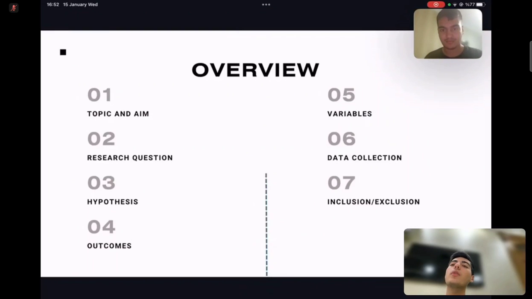And let's switch to overview of our slides. Today we'll talk mainly about the topic and aim of our research project, research question, hypothesis, outcomes, variables, data collection techniques, and inclusion and exclusion criteria. Today I'll talk about topic and aim, research question, and hypothesis, and my friend Murat will continue to talk about outcomes, variables, which are independent and dependent variables, data collection techniques, and inclusion and exclusion criteria.